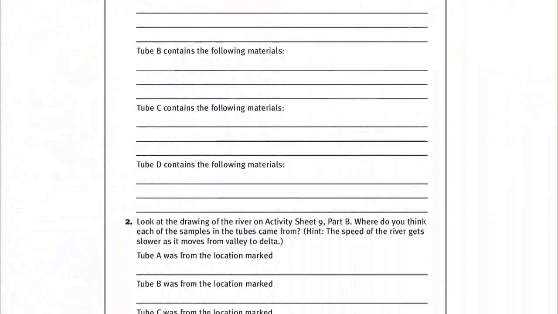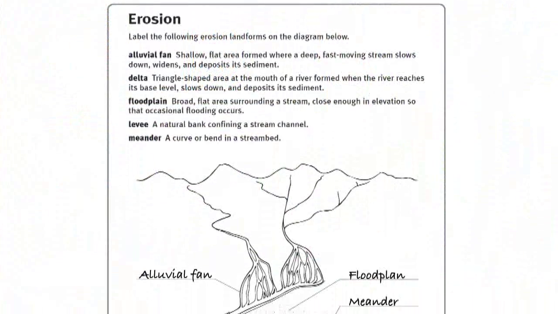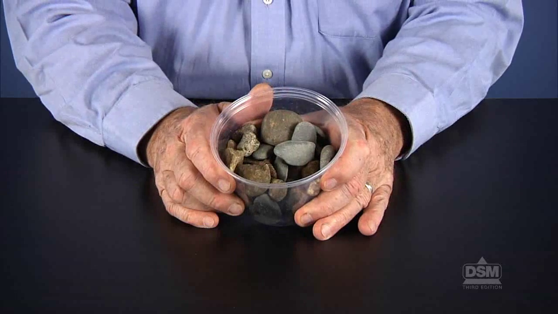To prepare for the activity, make a copy of Activity Sheet 9, Parts A and B for each student. Students will also need their previously completed Activity Sheets 2 and 4. Collect about 2 cups of small pebbles. Prepare a set of 4 sediment samples for each team in the following proportions.